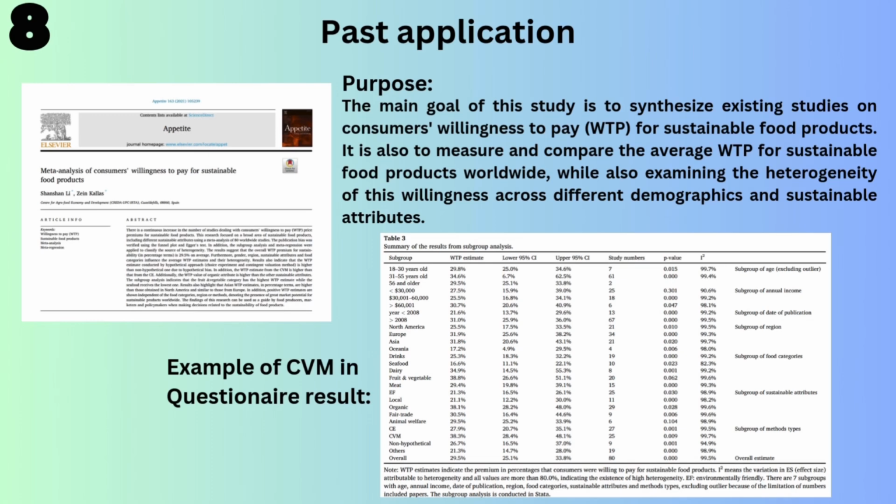Past application number 8 is about a meta-analysis of consumer willingness to pay for sustainable food products. The main goal of this study is to synthesize existing studies on consumers' willingness to pay for sustainable food products. It is also to measure and compare the average WTP for sustainable food products worldwide, while also examining the heterogeneity of willingness across different demographic and sustainable attributes.